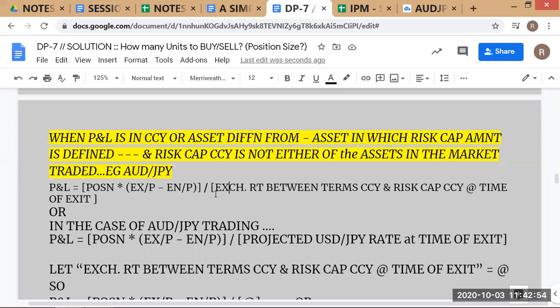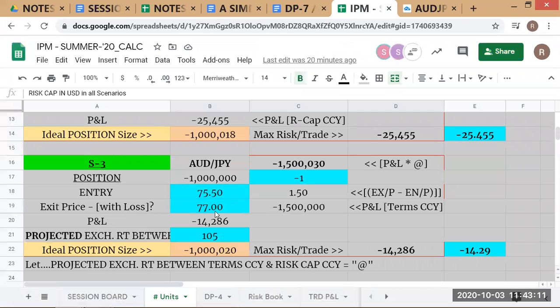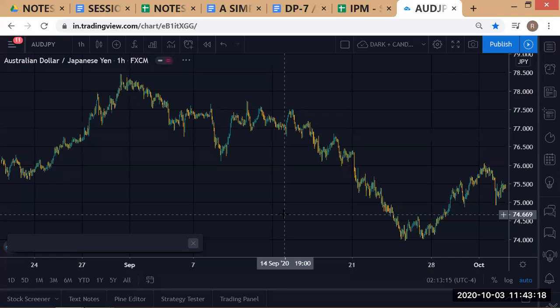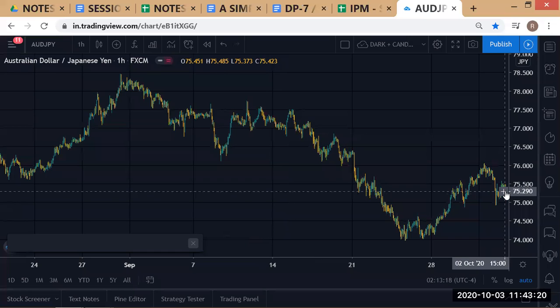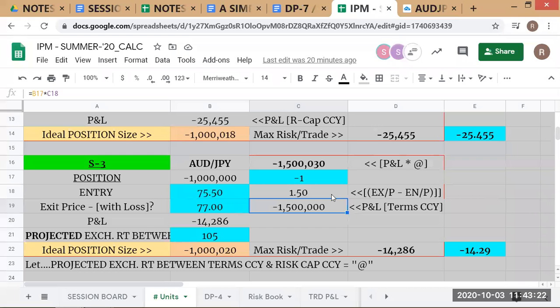So as long as you understand what is being done, there is a factor that needs to be put in here to convert the risk capital in the terms currency PNL to a risk cap currency PNL. So we divide it by the exchange rate between the terms currency and the risk cap currency at the time of exit, and that's all we are doing. We are making an assumption that since we are exiting at Aussie yen, we are exiting at 77. So this is what I said. This is a projected exchange rate.